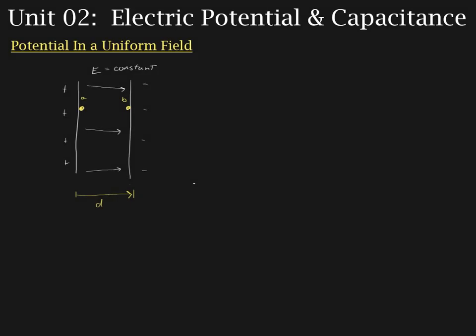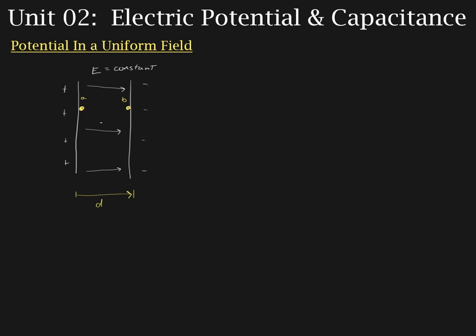Okay, in this video we're going to take a look at potential in a uniform electric field. We're going to take a look at a general case of finding the electric field from potential, and then we're going to take a quick look at equipotential surfaces. Now, we set up uniform electric fields whenever we have two parallel plates.